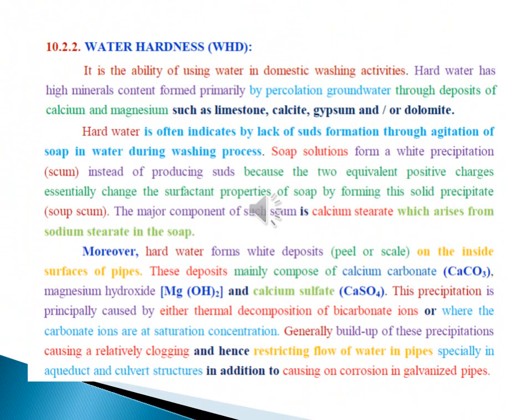Water hardness is the ability of using water in domestic washing activities. Hard water has high mineral content and is often indicated by lack of suds formation through agitation of soap in water during the washing process. Moreover, hard water forms white deposits on the inside surface of pipes, which cause irritation and hence restrict the flow of water in pipes, especially in aqueduct and culvert structures, in addition to causing corrosion in galvanized pipes.